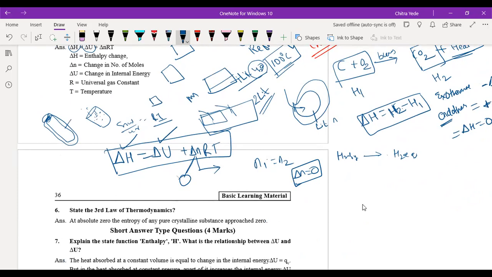That means at that stage when the number of moles does not change, del H becomes equal to del U. Very important. A conditional question is asked: at what condition do change in enthalpy and change in internal energy remain the same? You would write there: when the number of moles during the chemical reaction does not change, that time del H becomes equal to del U.